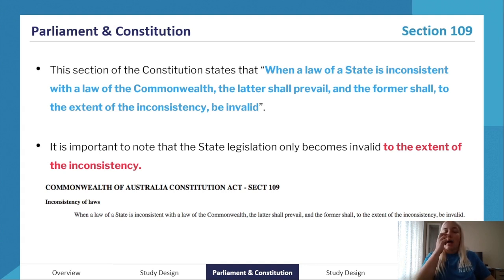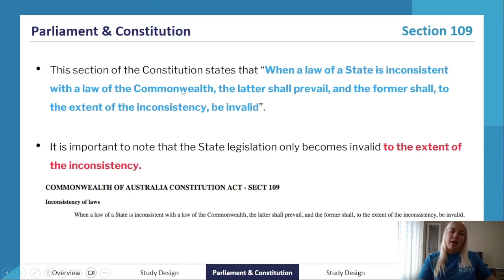So this is saying that when a law of a state is inconsistent with the law of the Commonwealth, the Commonwealth law will continue to operate. Because the Commonwealth law, it makes perfect sense, it should be superior over a state level law. And the state law is abolished or it's gone, but only to the extent of the inconsistency. So only the part of the state law that contradicts with the Commonwealth law will be abolished. And the rest of it will operate as usual. We only care about there being no contradictions. If there is a contradiction, the Commonwealth is superior and their law will prevail.